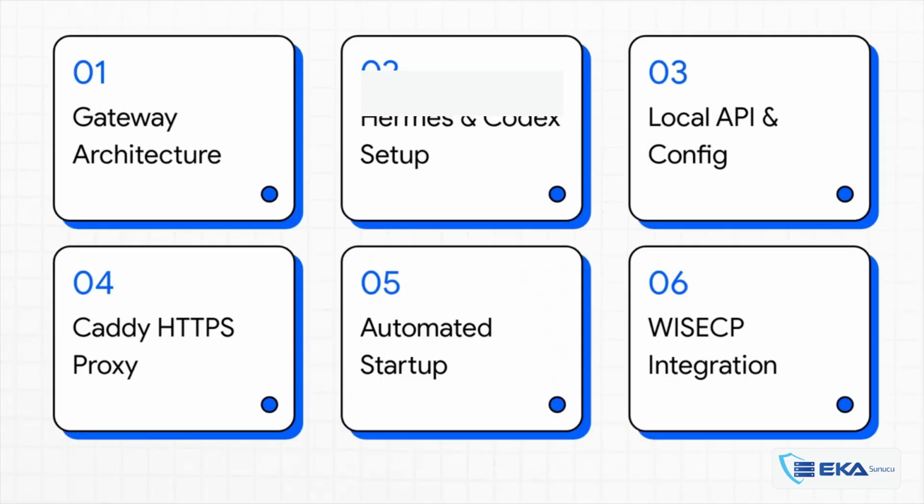To get there, we'll follow a pretty strict roadmap. First, the architecture of the AI gateway. 2, Hermes Agent and Codex setup. 3, local API and environment config. 4, Caddy HTTPS reverse proxy. 5, automated startup via Task Scheduler. And finally, 6, YCP integration and fallback chain.